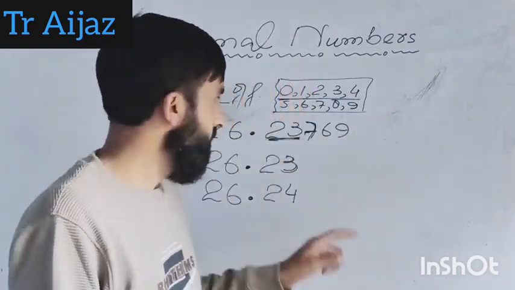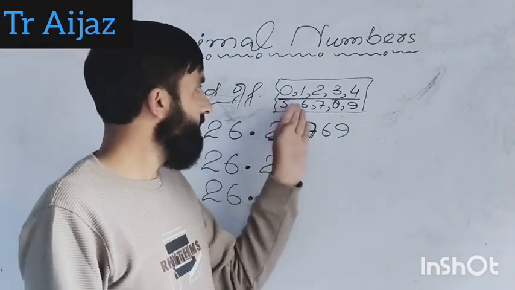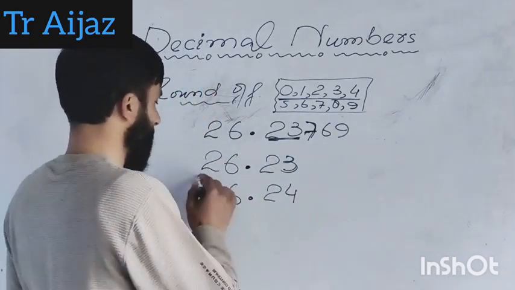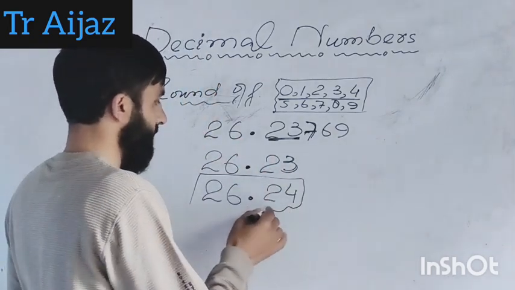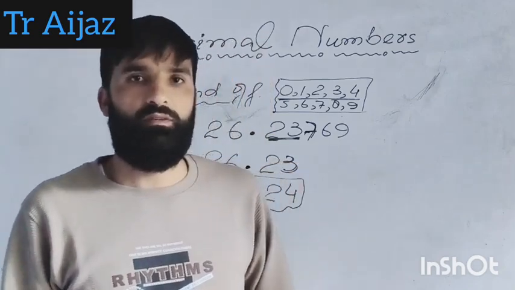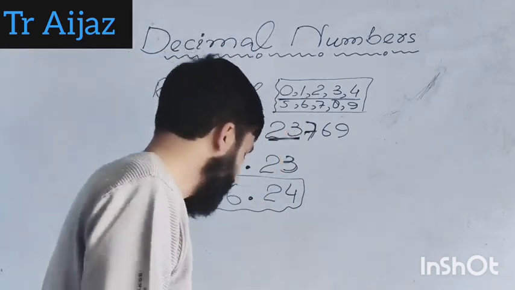So this time we are looking, it is 7. So 7 is from this group. So we have to add 1 to the 3, and the correct rounding off will become 26.24. Understood? Let me show one more example.